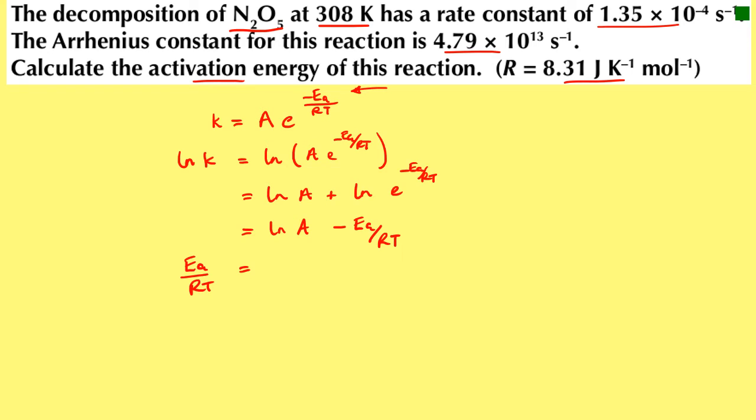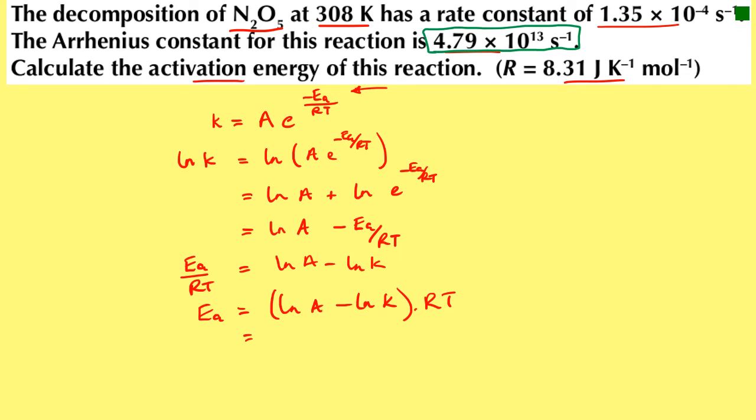Just doing a little swap first. So now we have EA on its own, and all that's required now is to substitute in all the values. A we're given, where is it? Yeah, it's 4.79 times 10 to the 13. ln k we're given, where's that? Yeah, rate constant 1.35 times 10 to the minus 4. And R we're given 8.31. And temperature we're given 308 Kelvin as well.